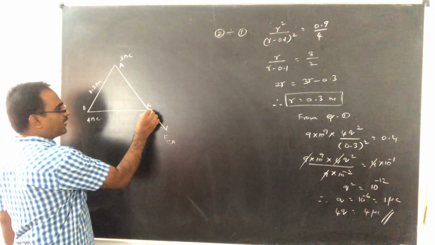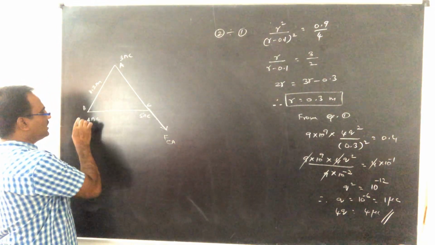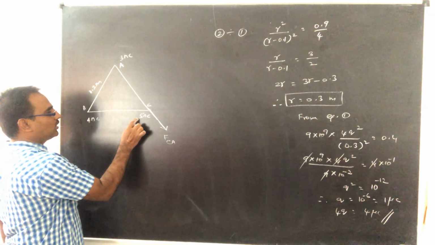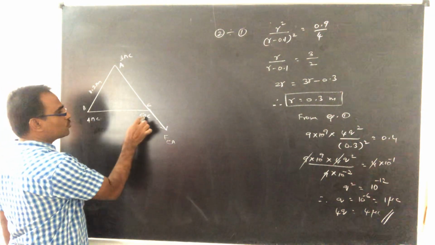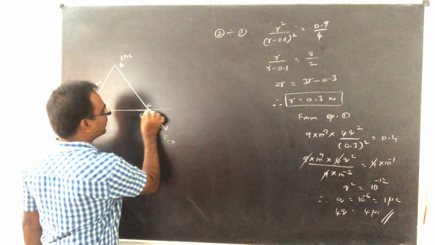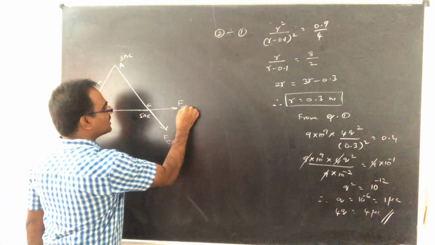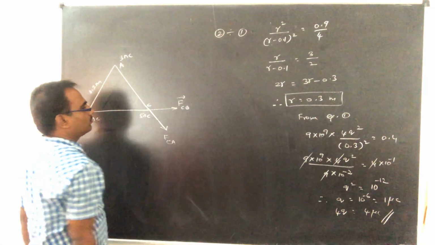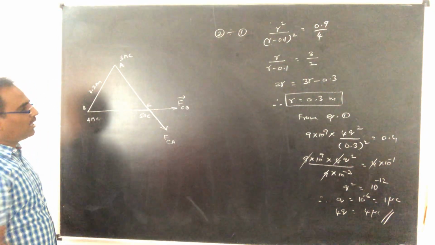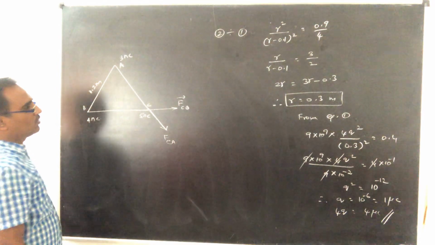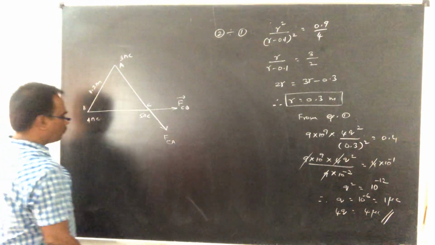Similarly, force on this 5 nanocoulomb due to this 4 nanocoulomb. This is a positive charge, this is also a positive charge. So this charge tends to repel 5 nanocoulomb in this direction. So this is the force on C due to the charge at B. Now half of the job is over. So you calculate the magnitude of these two forces.